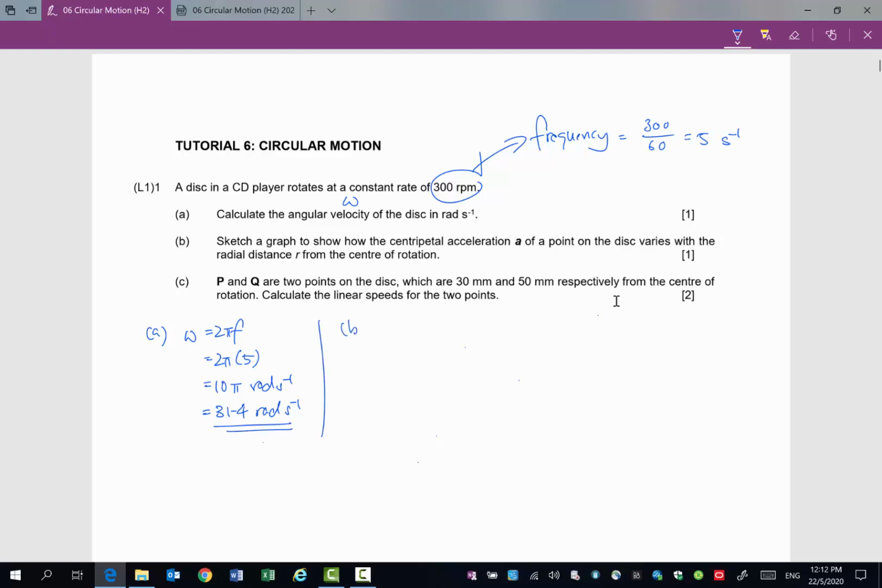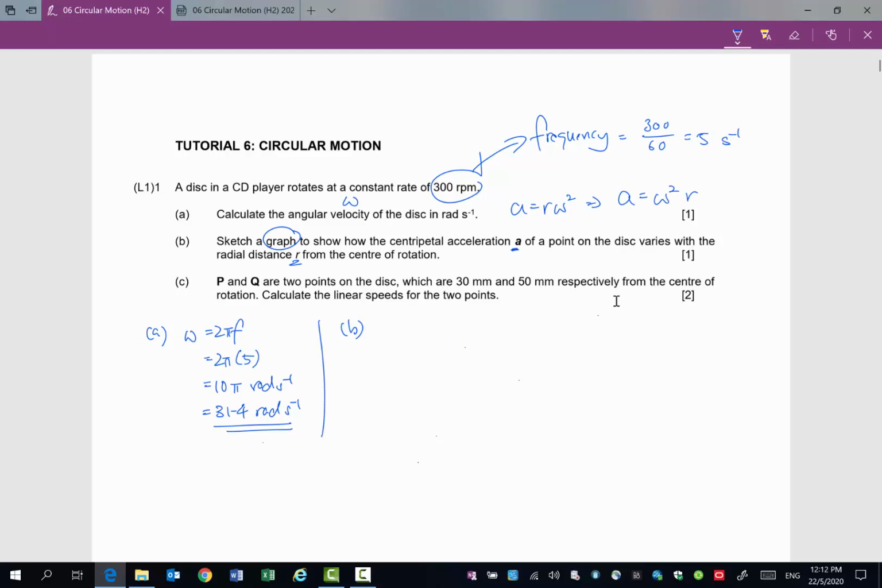So moving on to part B. For part B, we need to sketch a graph to show how the centripetal acceleration of A varies with the radial distance r from the center of rotation. For graph sketching, most of the time we may need the equation. So we should think whether there is an equation that relates centripetal acceleration and radial distance r. The more obvious equation would therefore be a equals r omega squared. Let me rearrange this a little bit, so a equals omega squared r.